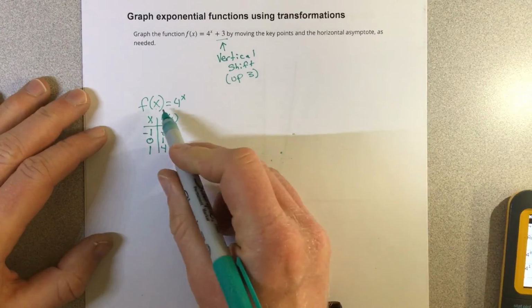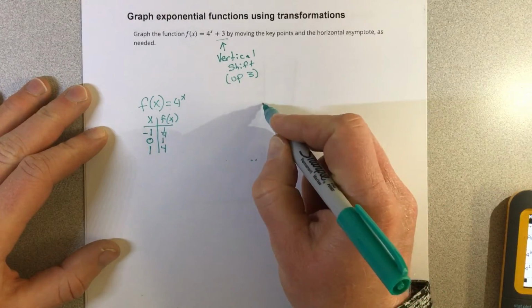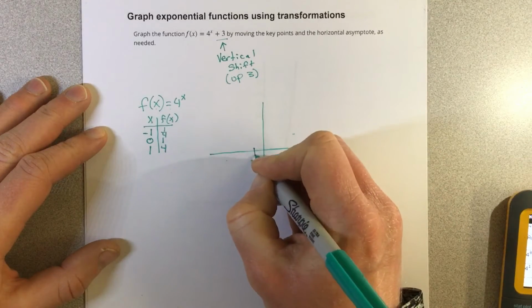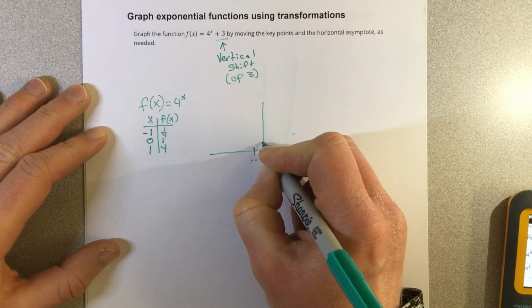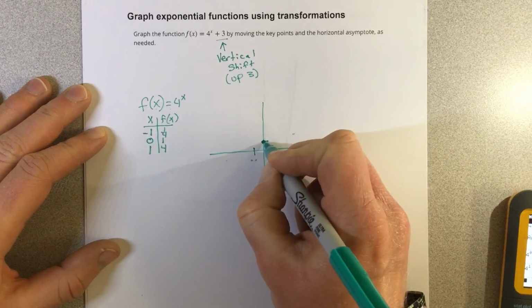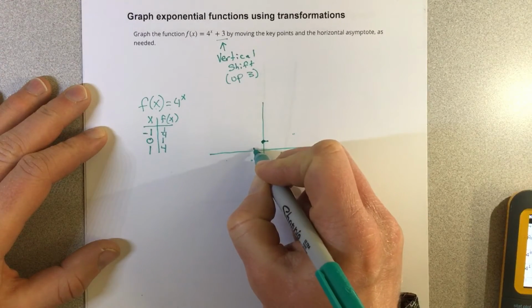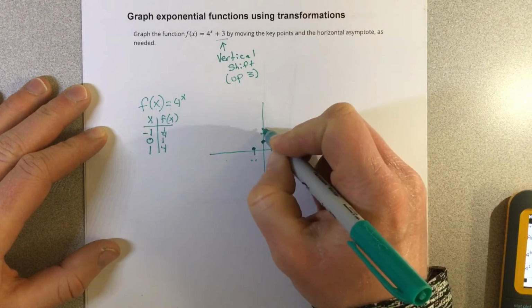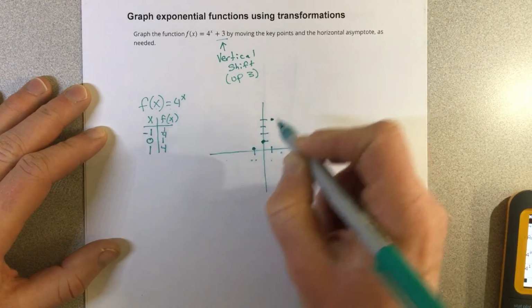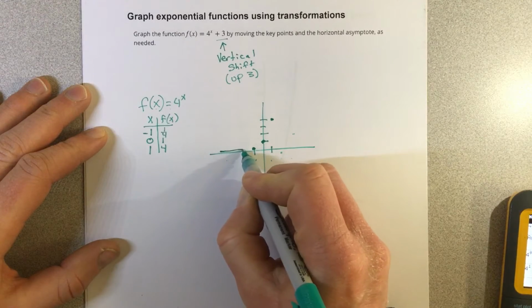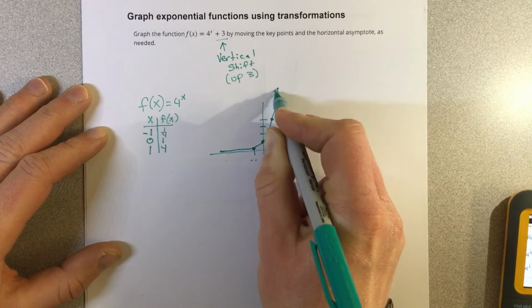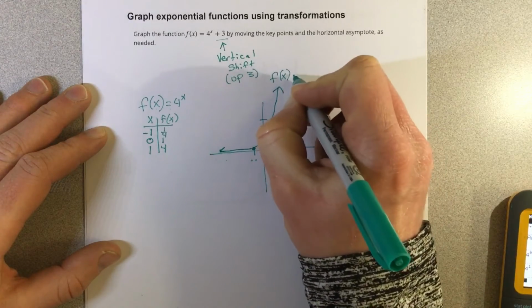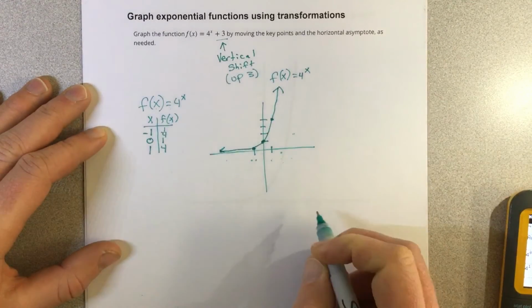I can graph this y equals 4 to the x. Draw a coordinate plane. Mark -1. Let's start with 0, 1. We can mark that one. -1, 1/4 would be here. And then 1, 4 would be here. So this graph looks like this. Remember, this is f of x equals 4 to the x.